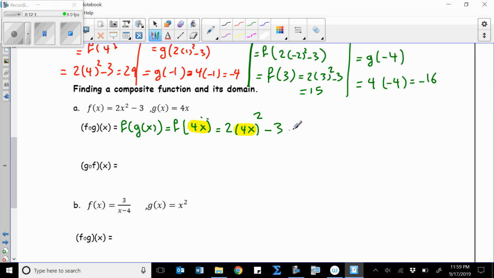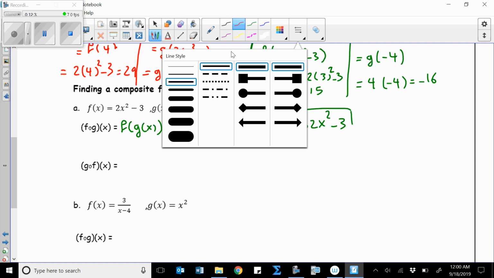Then I just need to simplify this a little bit. 4x squared is 16x squared. Times 2 will be 32x squared, and minus 3. So this is our equation for f of g of x.